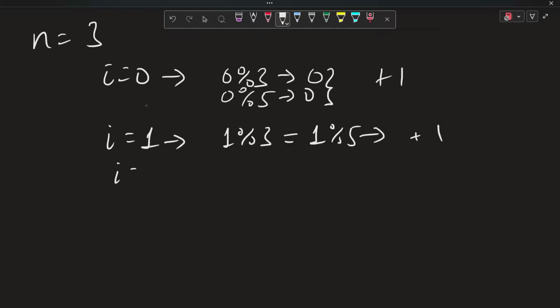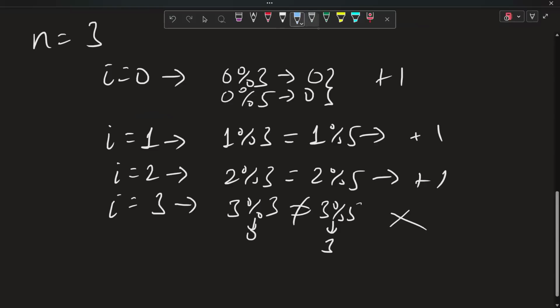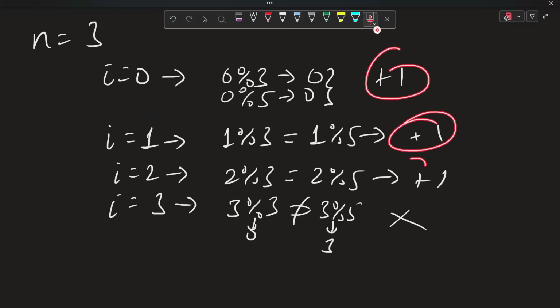Then the same way you would check for i equal to 2. Again, 2 mod 3 is equal to 2 mod 5, so again a plus 1. And for i equal to 3, 3 mod 3 is 0 and 3 mod 5 is 3, so these are unequal and you would not do a plus 1 here. So what's your overall answer? Plus 1, plus 1, plus 1, so your answer would be 3.